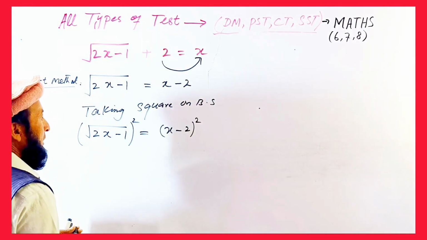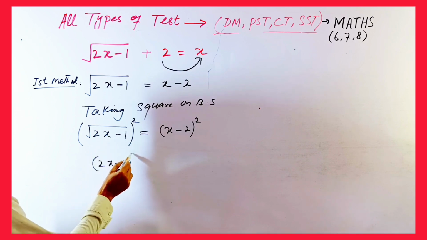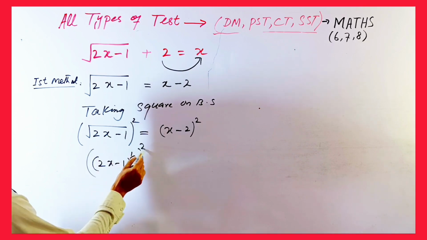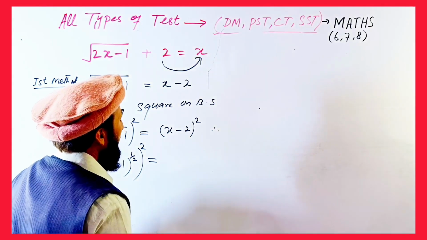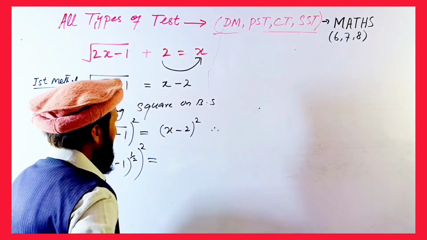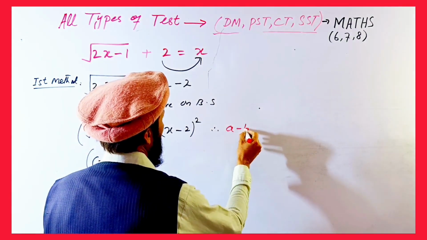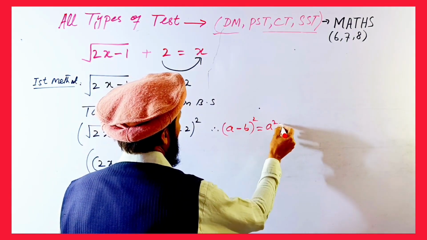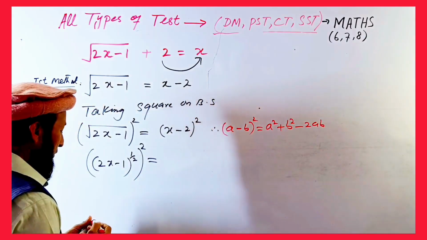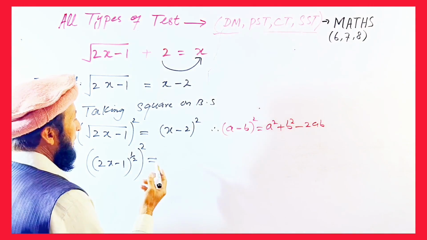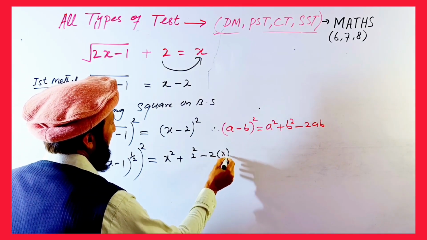Now the square root of 2x minus 1, squared, becomes 2x minus 1. On the right side, we are using the formula a minus b whole square, which opens as a square plus b square minus 2ab. According to this formula, we can write x square plus 2 square minus 2 into ab.